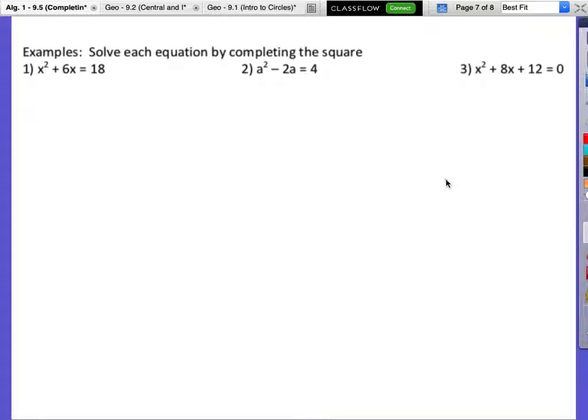What's our second step, Sam? Put a blank on each side, okay? X squared plus 6x plus blank is equal to 18 plus blank. Okay, we did our second step.